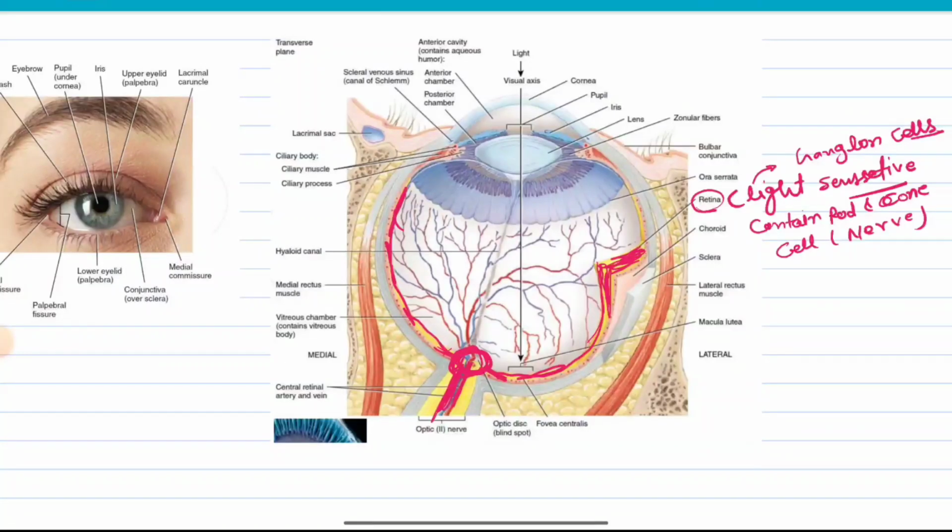And if you talk about eye muscles, the eye also has six muscles that control its movement.